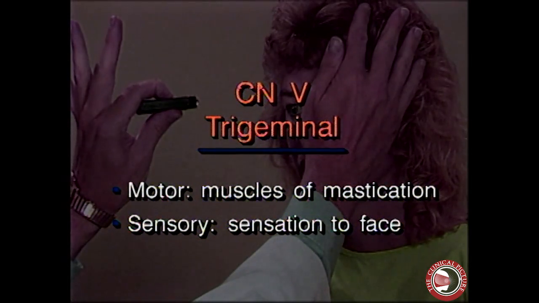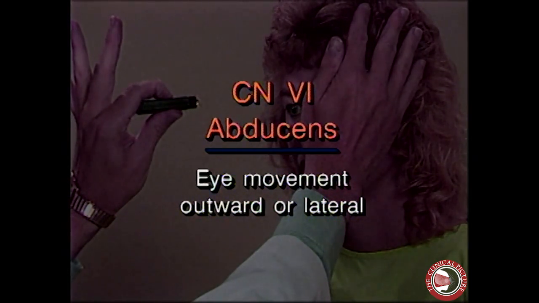CN5, the trigeminal nerve, which supplies motor to the muscles of mastication, including the masseter muscle, temporalis muscle, medial and lateral pterygoids, and sensory for sensation to the face of the first ophthalmic division, second maxillary division, and third mandibular division. CN6, the abducens nerve, which innervates the lateral rectus, which produces eye movements outward.